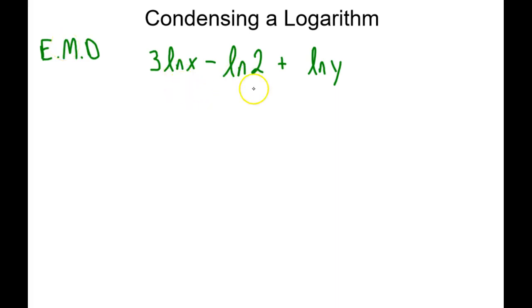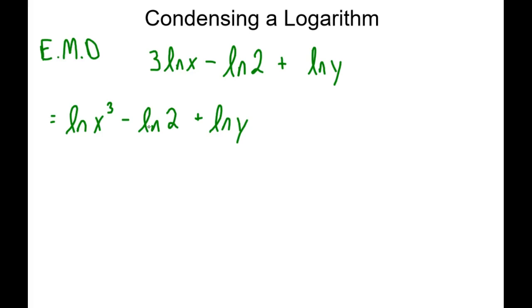So looking at all three of these logarithms, I want to see if I can apply the power rule, create an exponent. So I'm looking to see if any of these have a coefficient. Looking at the first term, we have a coefficient of 3. So the power rule says I can move it to become an exponent. After applying that power rule, now we have the natural log of x cubed minus the natural log of 2 plus the natural log of y.